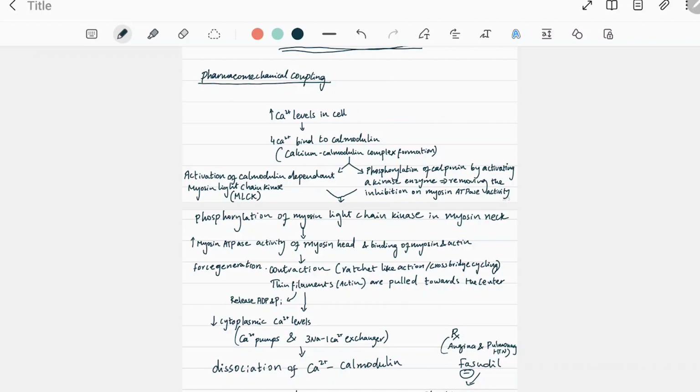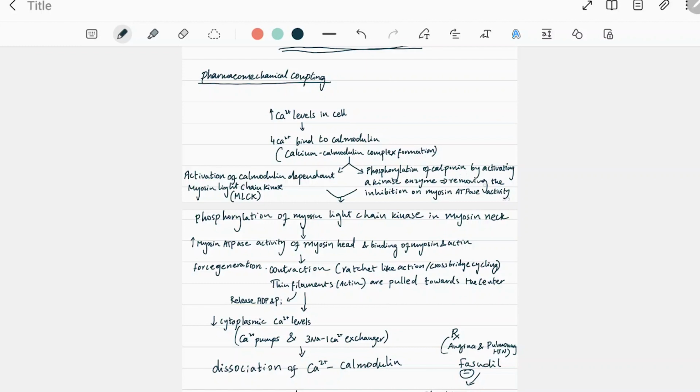Okay, it's one of those light chains which are present on the myosin, attached to the myosin head, and this will help in activating the cross bridge cycling. And the other thing on the right side, you see this arrow, calcium calmodulin complex is going to cause phosphorylation of calponin by activating a kinase enzyme, removing the inhibition on myosin ATPase activity. So you are going to phosphorylate calponin because of calcium calmodulin complex.